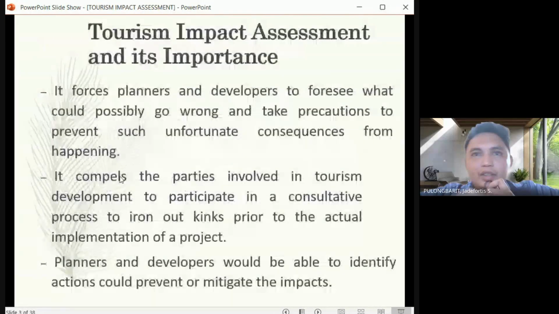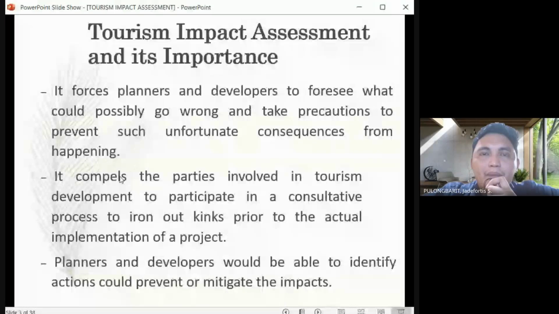All right, so when I talk about tourism impact assessment, it is important, especially to assess the positive and negative impacts on the environment, culture, and economy in a certain destination. So it forces planners and developers to pursue what could possibly go wrong and take precautions to prevent such unfortunate consequences from happening. So ito yung chine-check ng mga planners and developers for sustaining the destination. Kumbaga, ma-check nila kung ano yung mga possible problems and they're going to solve it. And what will be the unfortunate consequences to mitigate or to minimize? Especially yung mga negative impacts, no?